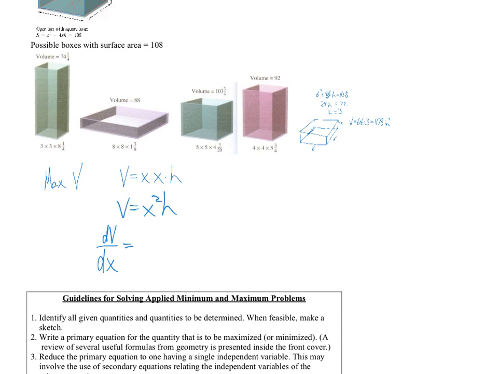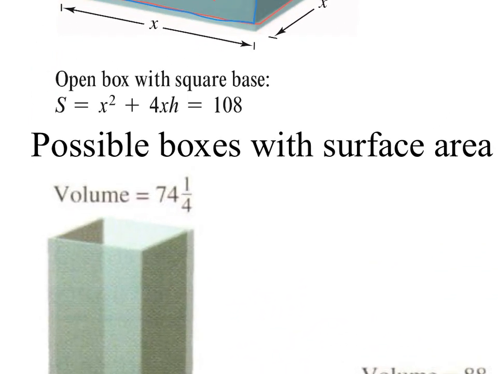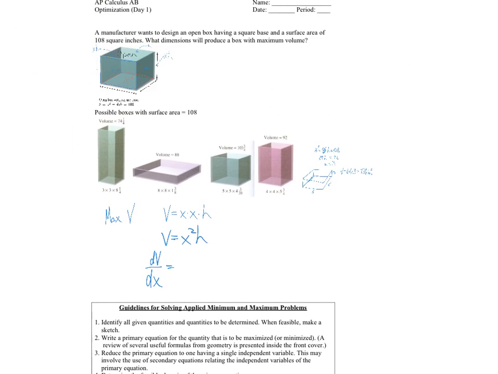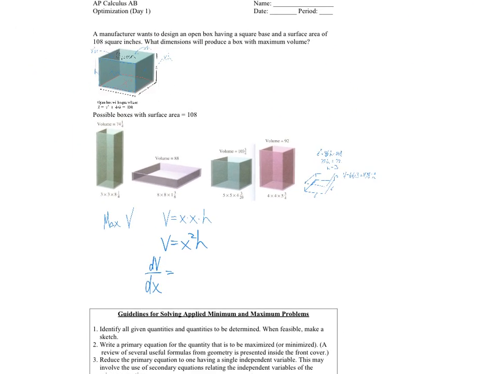What'd you say, Sonny? Use the surface area to solve for h. Yes, we're going to use the surface area formula to write h in terms of x. Because here's the thing. I know you might be saying, well, we could just do dV/dt and do everything in terms of t. But we don't have any rates, and this box isn't changing. We just want a maximum. So this isn't a rates problem. So we want to get everything in terms of the same variable.